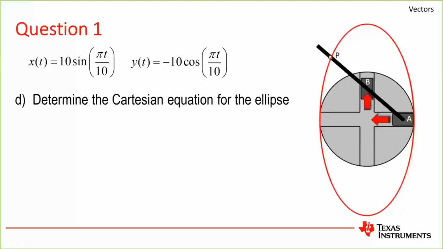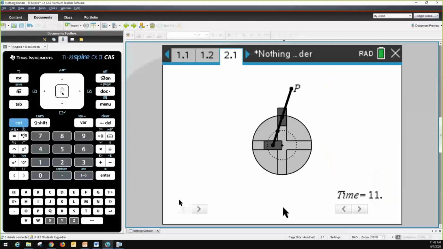Question D, determine the Cartesian equation for the ellipse. Now that's an interesting question because we're given this equation in parametric form. We're kind of given a hint to this at the start with block A and B being a constant difference. We can see that the result is an ellipse, where the longest radius would be 20 and the shorter one would be 10 because it fits neatly around the Trammel. But I've got a diagram here that might help.